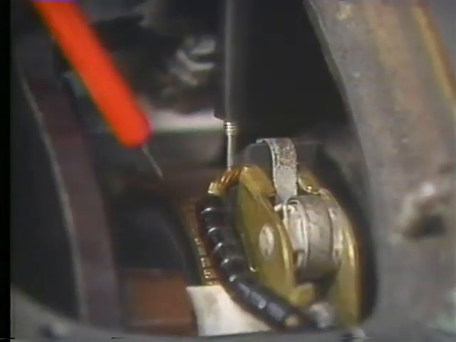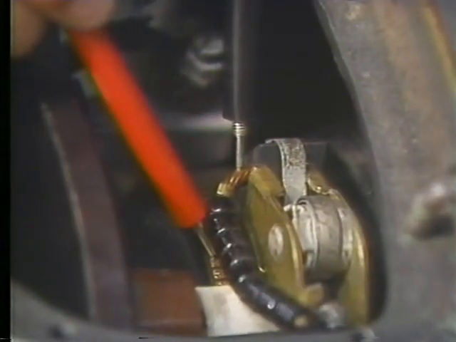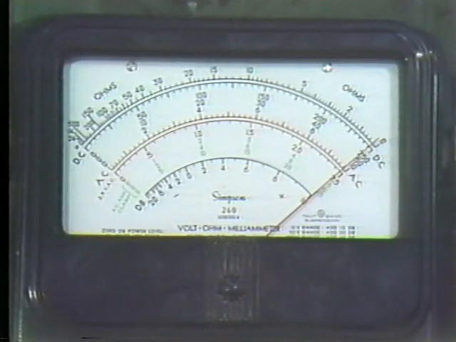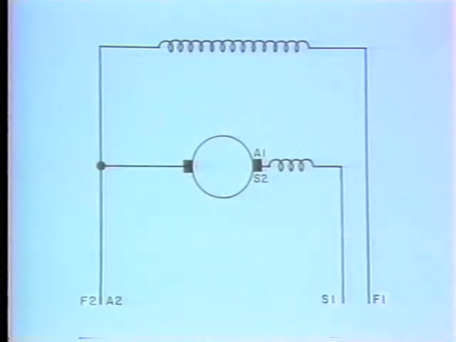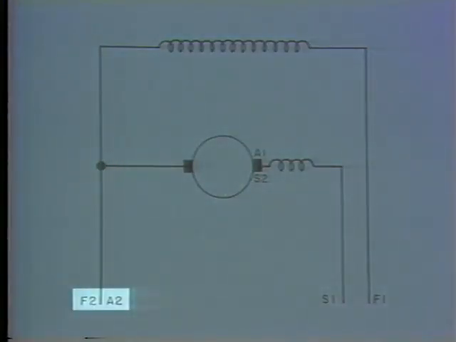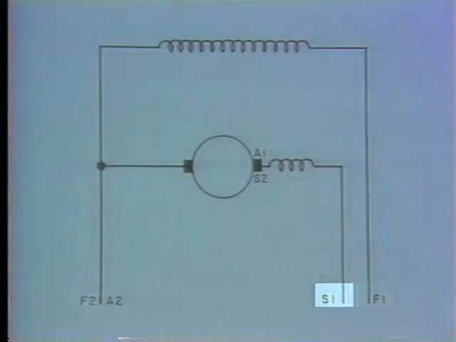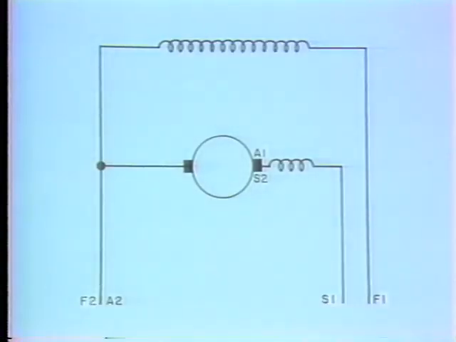Let's check this brush again the way we did before. Now we get a reading. All right, now let's test the whole series circuit. Here's the diagram again. If we put one meter lead on F2A2 and the other on S1, we'll be able to check to see if the armature, brushes, and series field are all right.